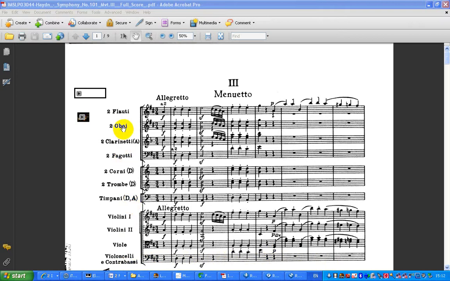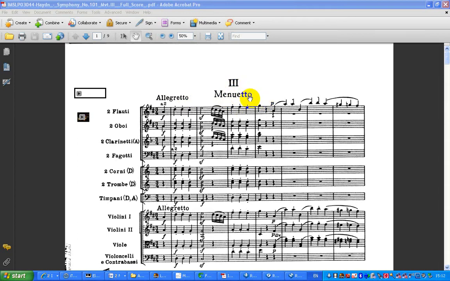Let's have a little look at what else we've got here. We've got the tempo marking, which says allegretto. Allegretto is moderately fast, not as fast as allegro, which would be very fast, and we know that this is the third movement and it's a minuet or a minuetto. In a classical symphony, we would expect to have four movements.